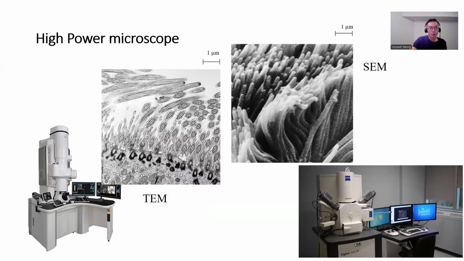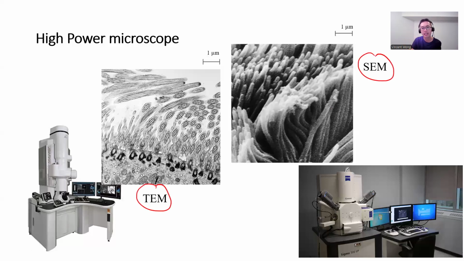There are much more powerful microscopes that are being used. These are typically reserved for research or being used in a hospital setting for certain kinds of diagnosis. And there are two kinds here. This one is a TEM, and this one is an SEM. Never mind what they stand for, okay?